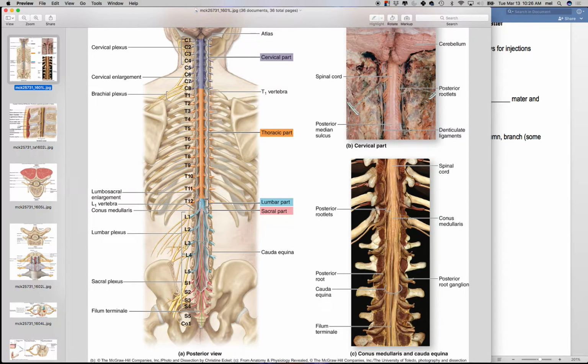So from the cervical region, they all start with C, right? From the thoracic region, they all start with T. Lumbar are the L ones. Sacral are the S ones, and then there's an extra coccygeal one, and I'll tell you why it's C0 one.